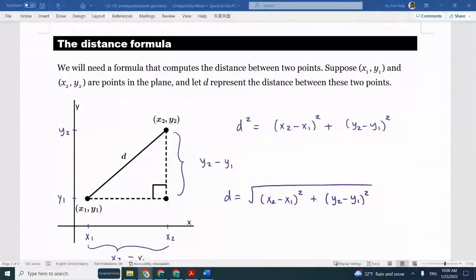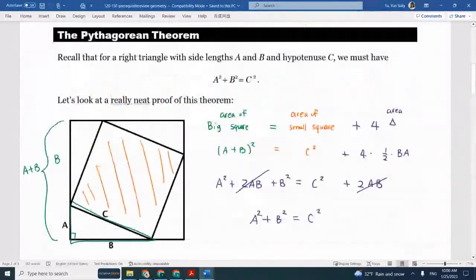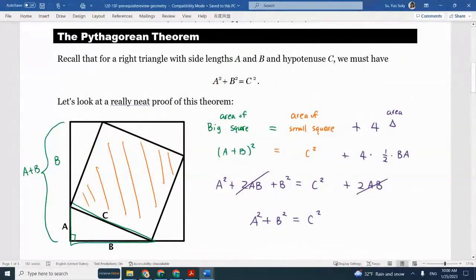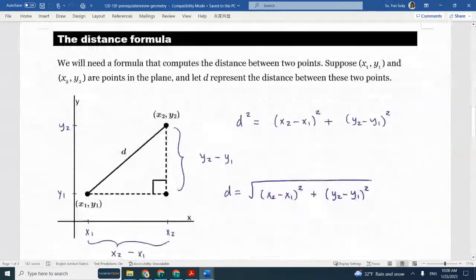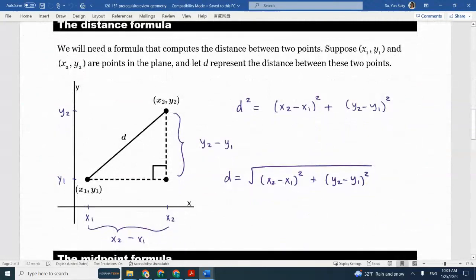Last time we talked about the distance formula, right? So we were using the Pythagorean theorem. It's a right angle triangle, and then we have a squared plus b squared equals c squared. C is the hypotenuse. Okay, and then our distance formula, the d is the square root of x2 minus x1 squared plus y2 minus y1 squared.